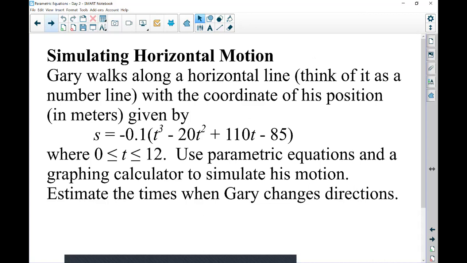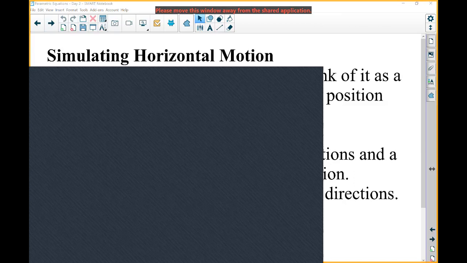So Gary walks along a horizontal line, think of it as a number line, with the coordinate of his position in meters given by the equation s equals negative 0.1 t cubed minus 20t squared plus 110t minus 85, where t is between 0 and 12. Use parametric equations and a graphing calculator to simulate his motion. Estimate the times when Gary changes directions. So in order to do that, we're going to pull up our calculator.